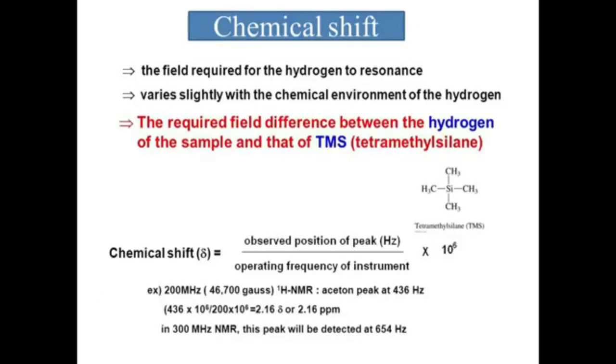What is chemical shift? We can discuss the shielding and de-shielding here. The field required for hydrogen to resonate varies slightly with the chemical environment of the hydrogen. We record the difference between the hydrogen of the sample and TMS, tetramethylsilane, the standard reference. Why do we use TMS? It is chemically and environmentally the same, so we get a single peak. So what is chemical shift? Delta is the observed position of the peak divided by the operating frequency of the instrument, in 10 to the power minus 6.